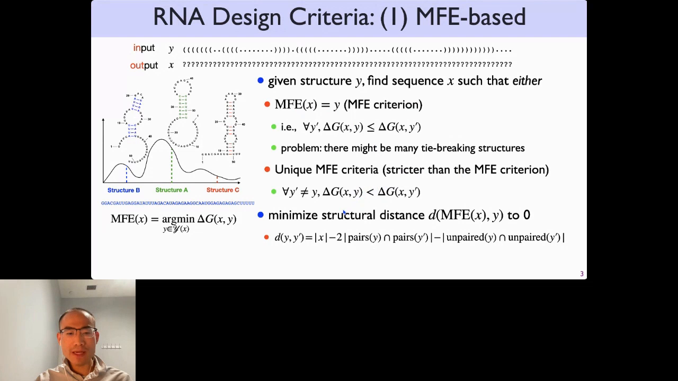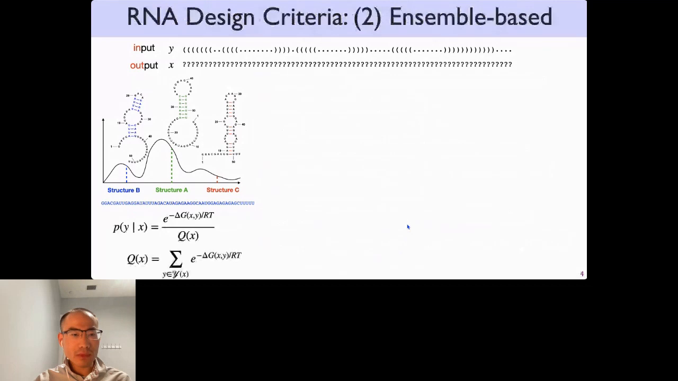From the perspective of optimization, it means that if the structural distance between MFE of X and Y can be minimized to 0, then the MFE criterion would be satisfied. On the other hand, the physical model of free energy also defines a probability distribution of X folding into different structures Y, normalized by this partition function.